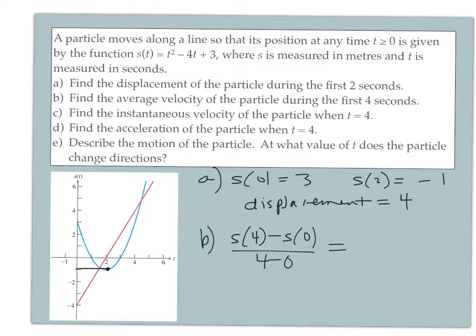So S of 4 appears to be 3. S of 0 also appears to be 3. So it's 0. Okay, our average velocity is 0. You can also see that if you made a secant line, so if I marked S of 4 and made a secant line across, I can see that would be 0. The slope of that line would be 0.